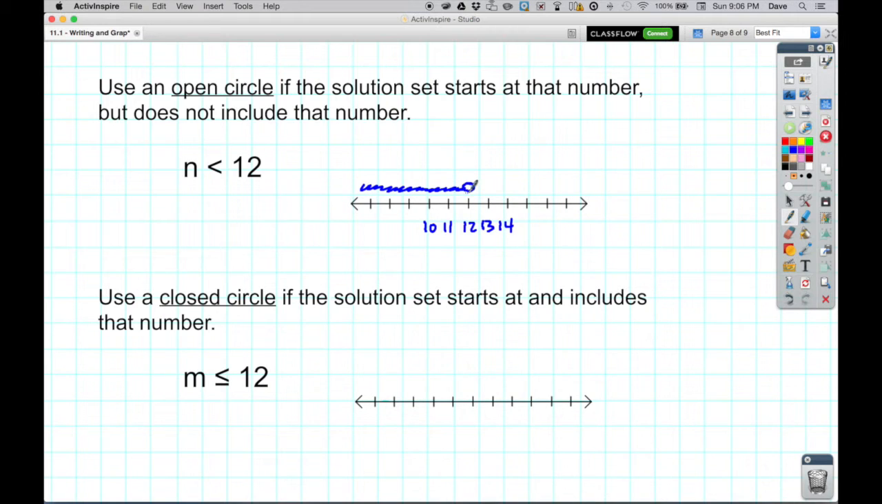So what I'll do is I'll put an open dot saying that 12 is not included. So the very first number would be 11.99998, something like that. And of course, we don't shade it in. It actually becomes an arrow like this. As opposed to this one, we use a closed circle if the solution set starts and includes that number. So here, M is all numbers less than, I shouldn't say and, less than or equal to 12. So 12 itself can be an answer. So I want to start at 12, but I also want to include 12. So I'm going to put a closed dot, shade it in, and M can be anything less than that. So again, it's a subtle difference, but it's an important one.